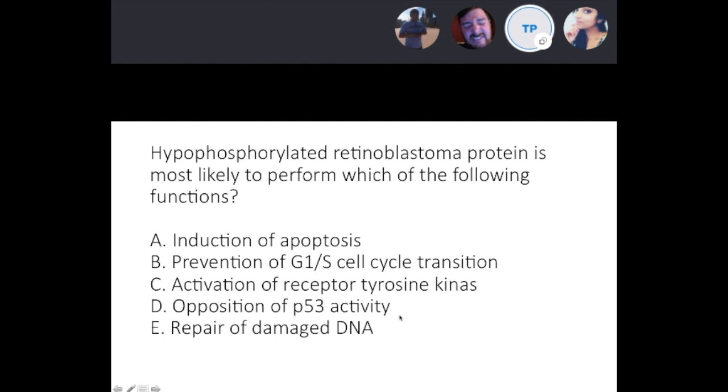Okay. And the last question. Hypophosphorylated retinoblastoma protein is most likely to perform which of the following functions? A, induction of apoptosis. B, prevention of G1 to S phase cell cycle transition. C, activation of receptor tyrosine kinase. D, opposition of p53 activity. Or E, repair of damaged DNA.